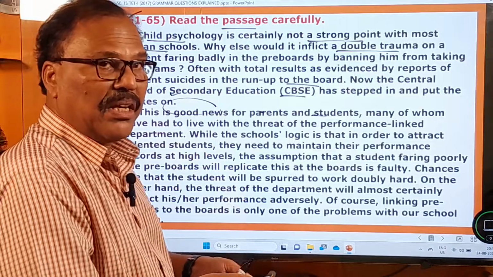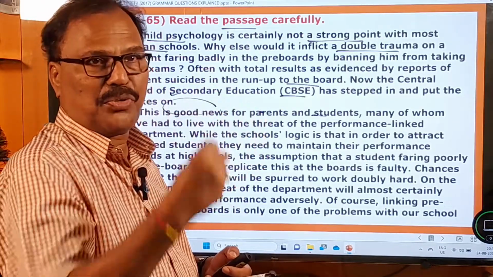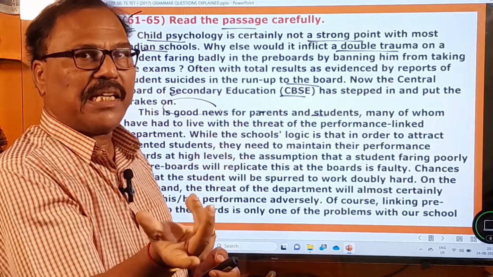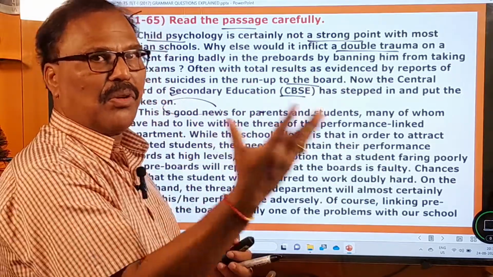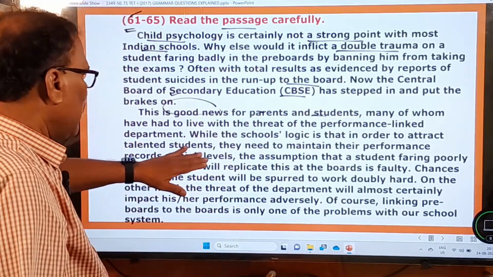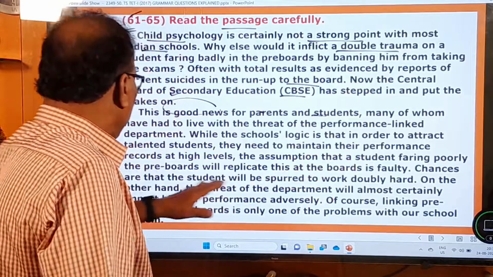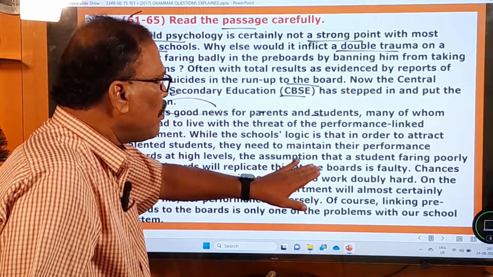Even in a reputed school, they hold some test for the students. If they get through the test, they give admission to those children. Otherwise, they don't give. All over the country, the same thing is prevailing. Okay, that is there. The assumption that a student faring poorly in the pre-boards will replicate this at the boards is faulty.